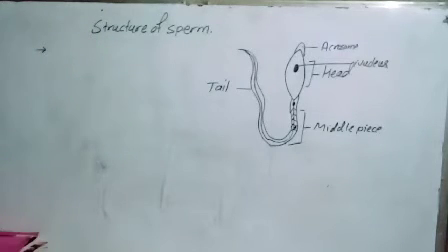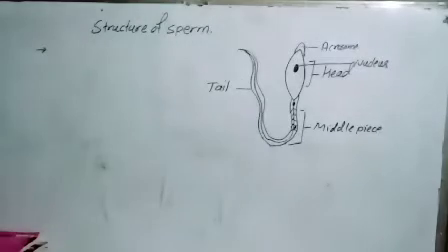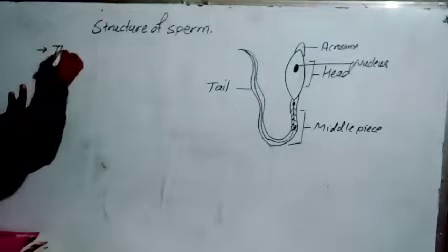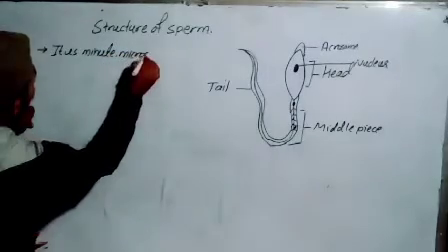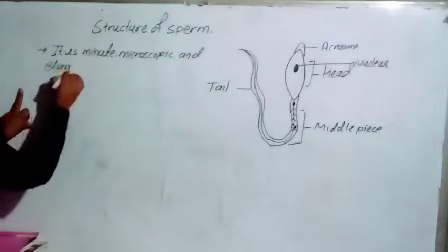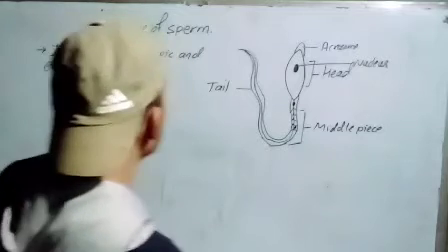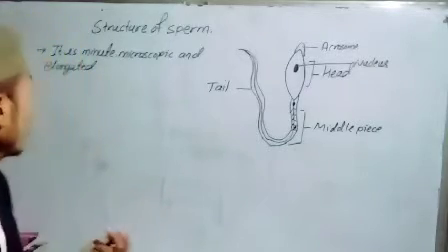It is elongated and it is movable. Movable means motile. It is minute, microscopic, and elongated. Yes or no? It is a very minute cell. It is microscopic; we can see the sperm only through the microscope, and it is elongated.